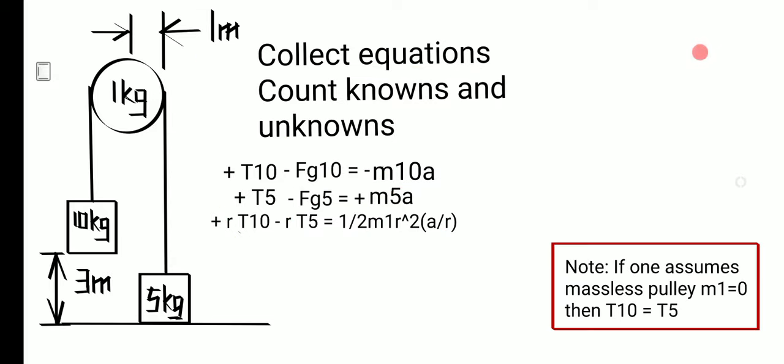Okay, one thing to note here, if the mass of your pulley is 0 kilograms, this whole thing would go out and T10 would equal T5. So that's like your simplifying assumption that a lot of people make when they look at this problem in your beginning physics courses. But anyway, just a little tidbit.